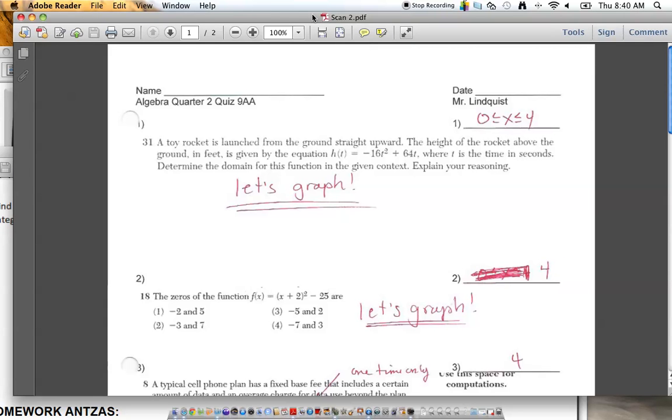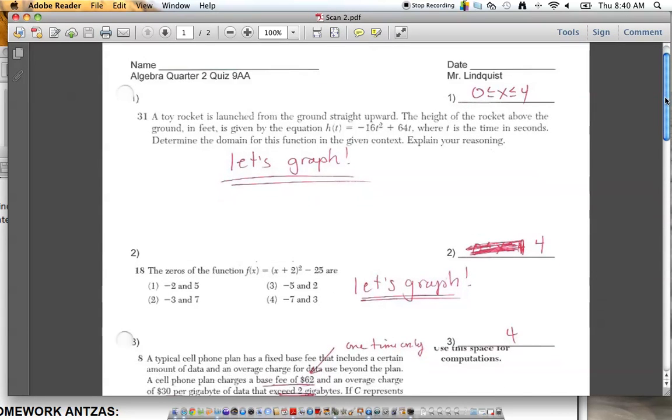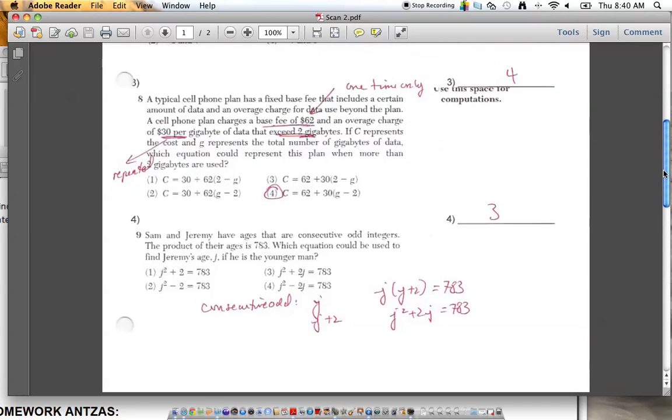Good. All right. So, I want to save number 31 or number 1, however you want to look at it, for last, because everybody got it wrong. I do, however, want to go over the other ones. And we're going to do the graph in the whole quiz in exact opposite order.